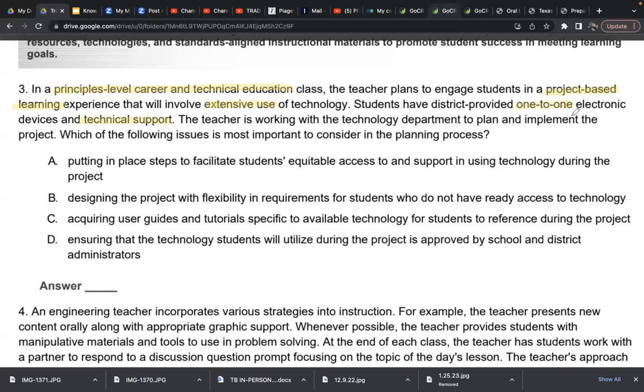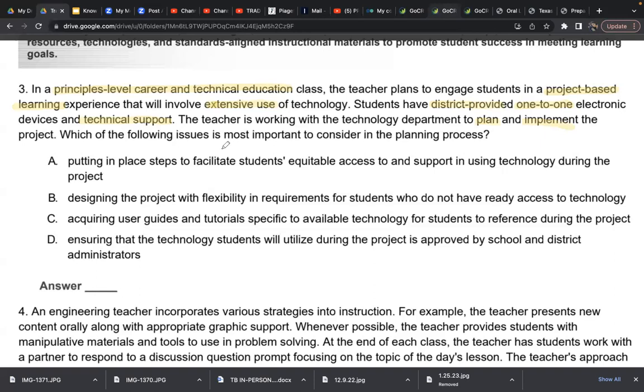That's never the right answer. It is Utopia ISD. What we have experienced as limitations in reality, keep them out of this exam for sure, because we don't have limitations on this exam. So students have district-provided 1-to-1 devices and 1-to-1 technical support. That's an important detail in this scenario. The student is working with the technology department to plan and implement the project.